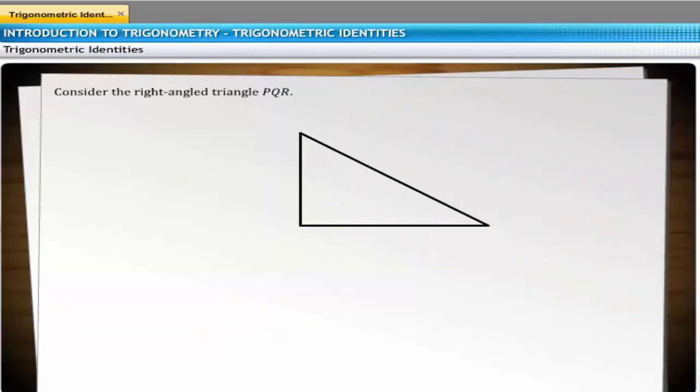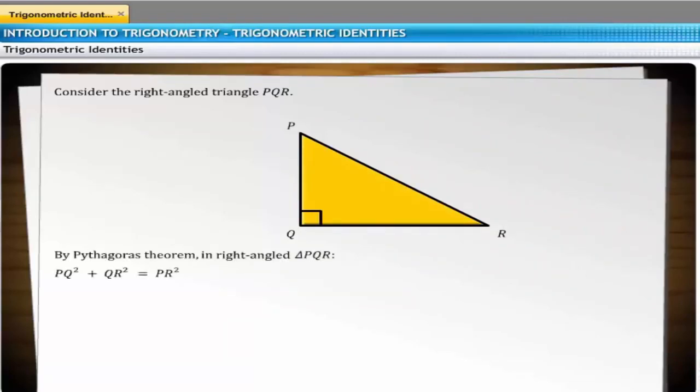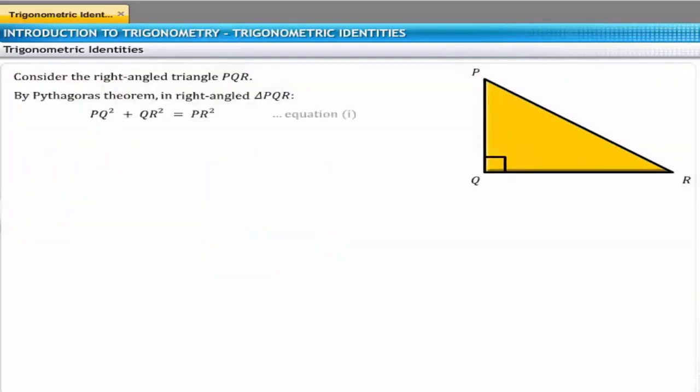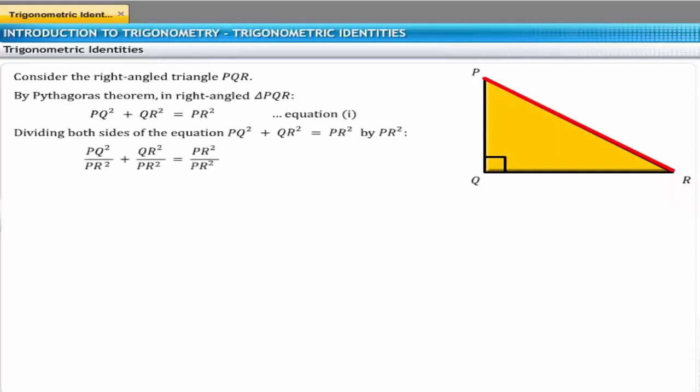Consider the right-angled triangle PQR. By Pythagoras' theorem, we know that in the right-angled triangle PQR, the sum of the square of the sides PQ and QR is equal to the square of the hypotenuse PR. Now, let us derive some trigonometric identities by dividing both sides of equation 1 by the squares of different sides of triangle PQR. Let us start with the hypotenuse PR. Let us divide both sides of equation 1 by PR square.